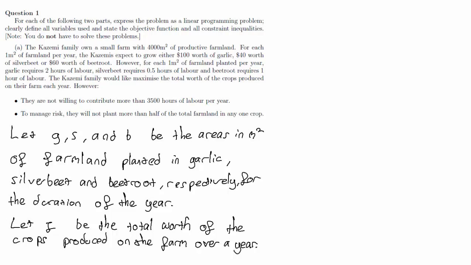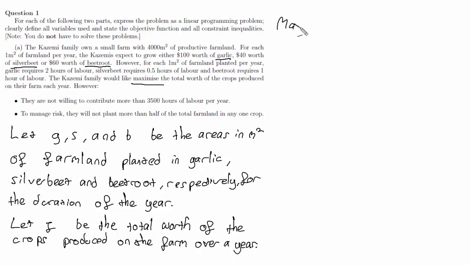Okay, so we've taken G, S and B to be the areas in metres squared where the farmland is planted in garlic, which is here, silver beet or beetroot, over the course of the year. And for our objective function, we're letting Z be the total worth of the crops produced on the farm over the year. It's not surprising that for a farming problem, our objective is to maximise the profit. And that's given in the clue here. So now it's easy to write the objective function.